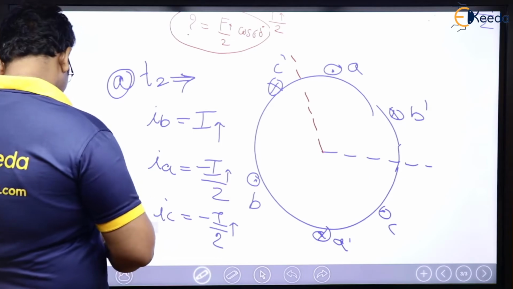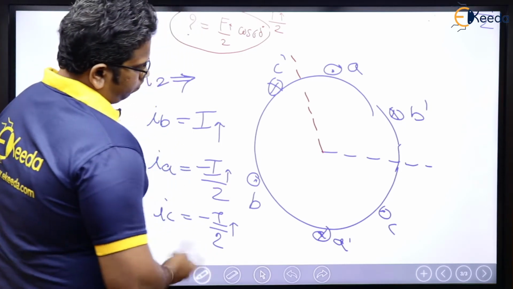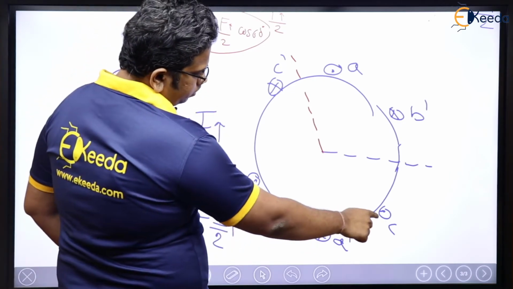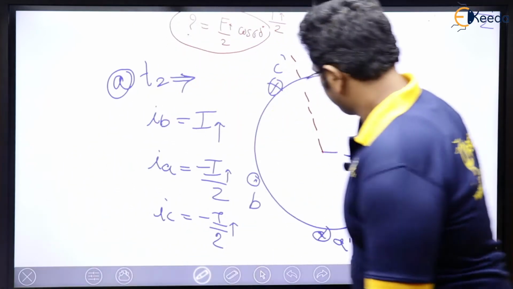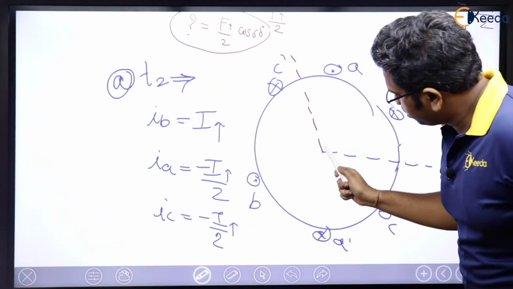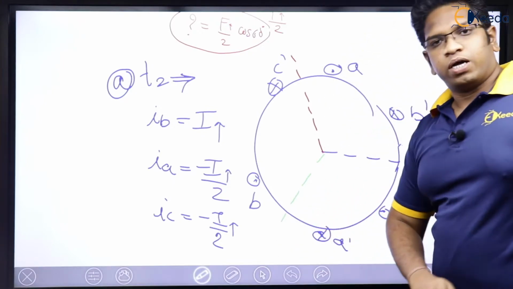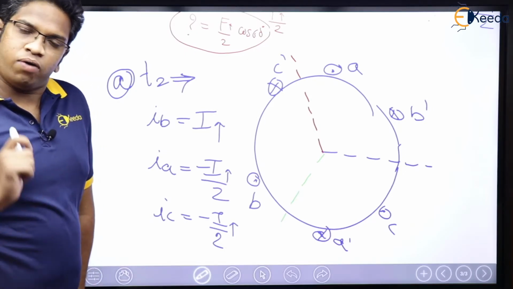Now, what is FC? FC is green. So, FC will be how? This is dot and this is cross, which means entering here, coming out here. See, into the board here, coming out here like this, which means it is going to be this way. Now, see here, very important. Now, let us draw what is happening at T2.